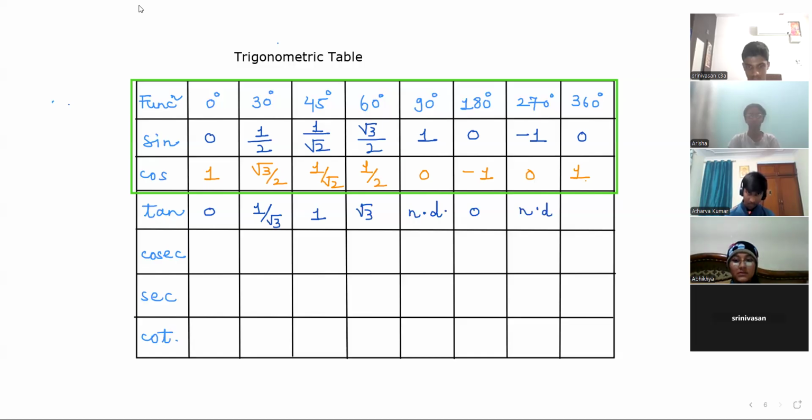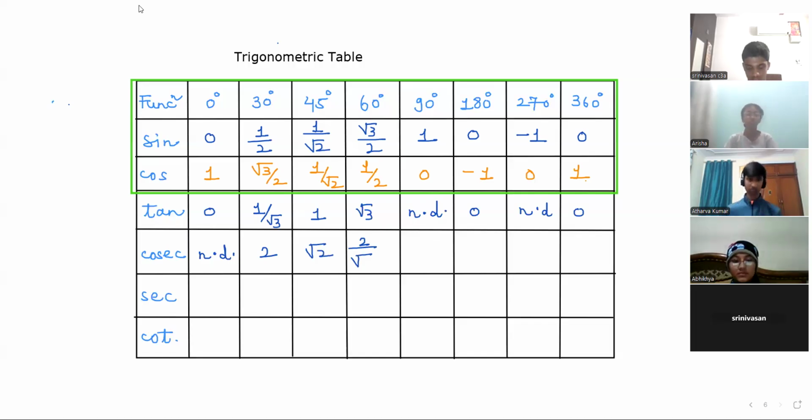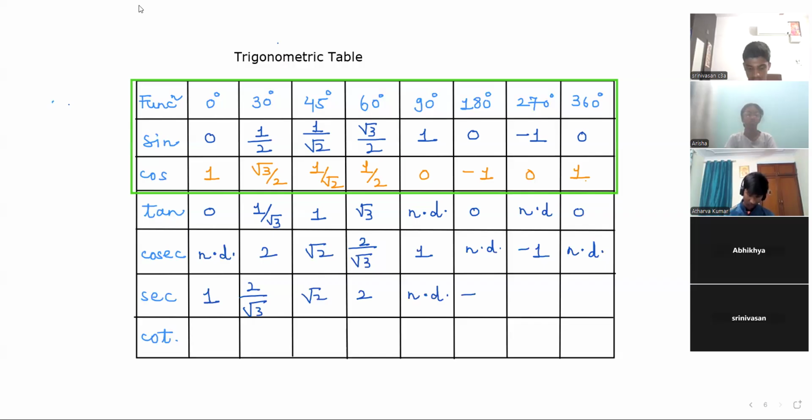This is 0. Cosec is 1 upon sine. Again, it is 0. 1 upon 0 is not defined. This is 2. This is root 2. This is 2 over root 3. This is 1. This is not defined. This is minus 1 and this is not defined. Right? Sec is 1 upon cos. It is 1, 2 over root 3, root 2, 2, not defined, minus 1, not defined, and 1.